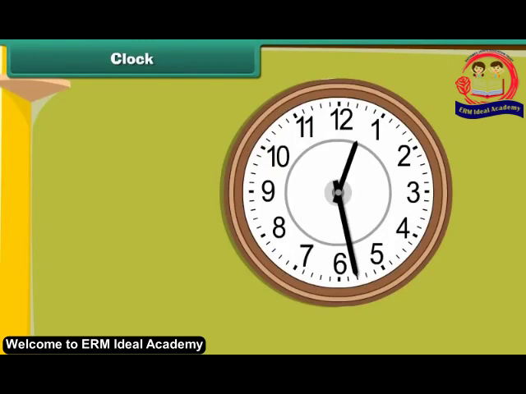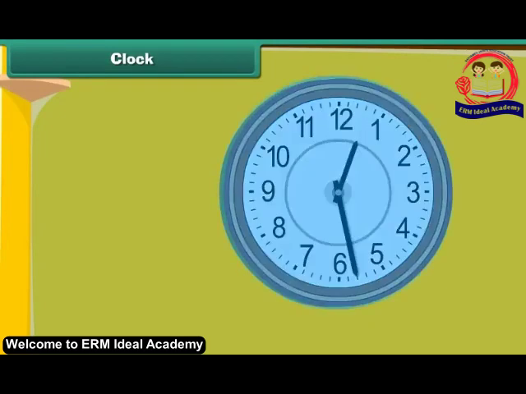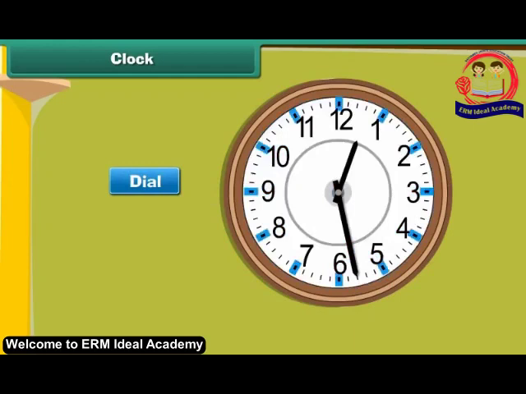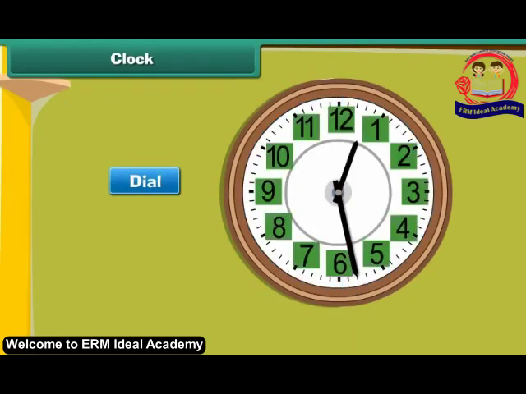Clock. Look at this clock. The visible side of the clock is known as its face. It has a dial. The dial has 12 equal divisions. These divisions are numbered from 1 to 12.